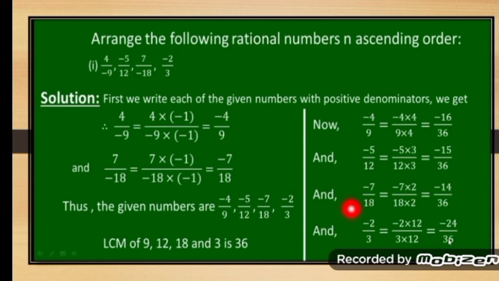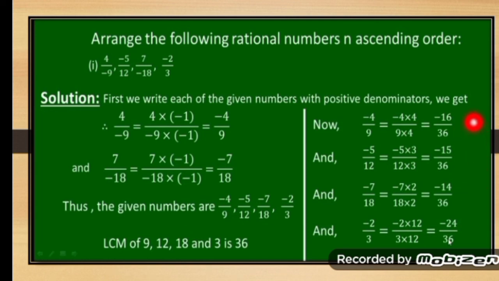To make 18 equal to 36, we will multiply both numerator and denominator by 2. And after multiplying, the rational number will be minus 14 by 36. Similarly, to make 3 equal to 36, we will multiply it by 12. So after multiplying both numerator and denominator by 12, we get minus 24 by 36. So these are the rational numbers with the same denominator, which is equal to their LCM.